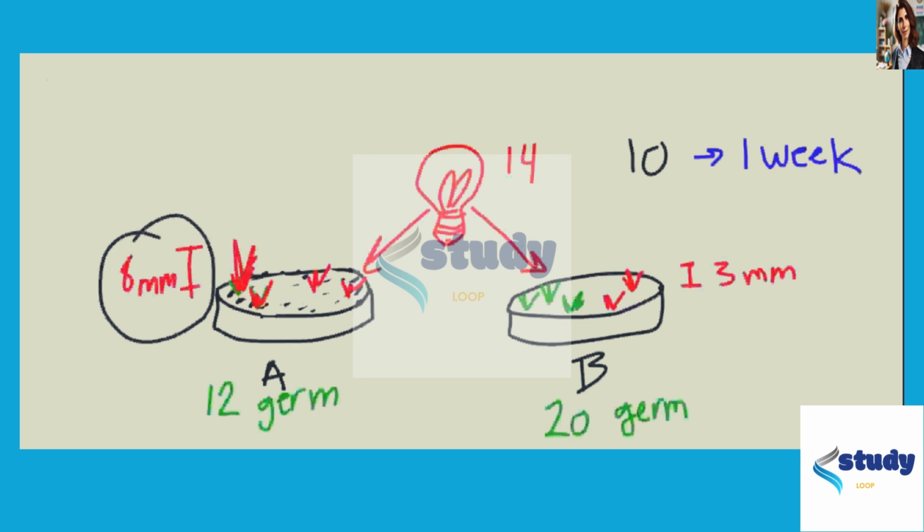Okay, and so just broadly speaking, we can say, well, there was an elongation of the stem, right? Because it's longer in A than in B, and it's longer due to a lack of light, because that was the conditions of A.